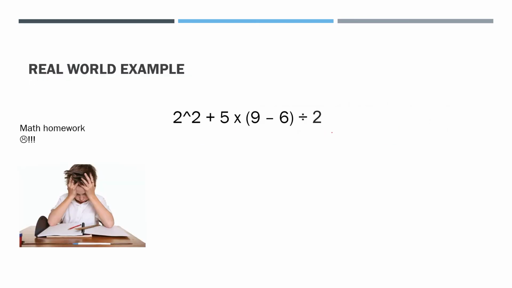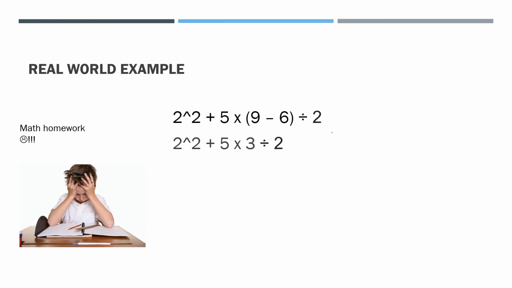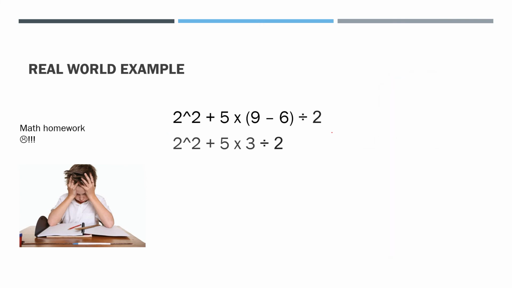Your teacher has given you math homework and you must solve this equation for her. How would you do it? Firstly, you would have to look at brackets. In the bracket, 9 minus 6 would be 3. Next, we will look at order. 2 squared would be 4.